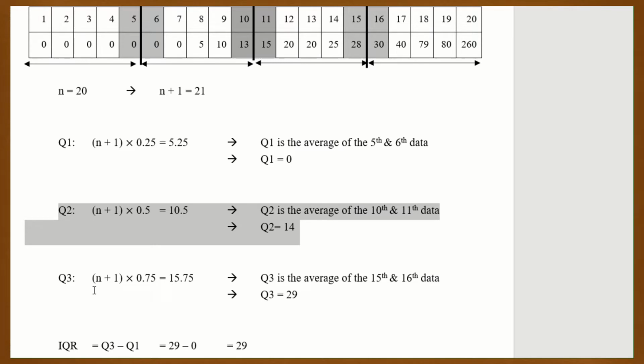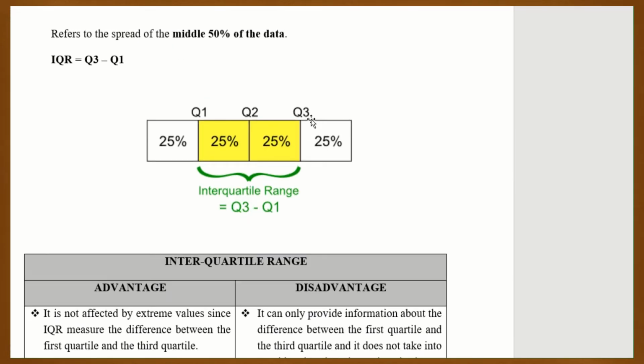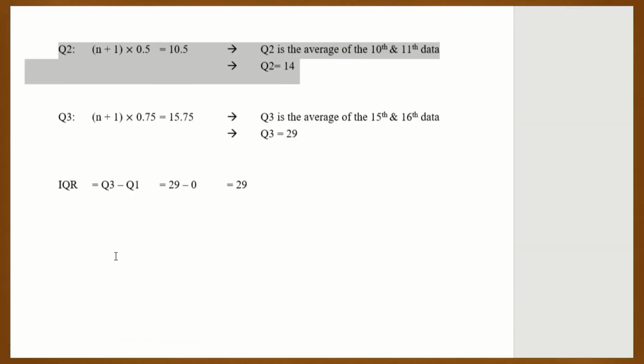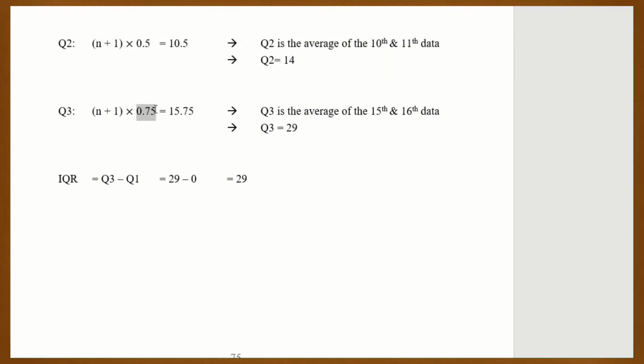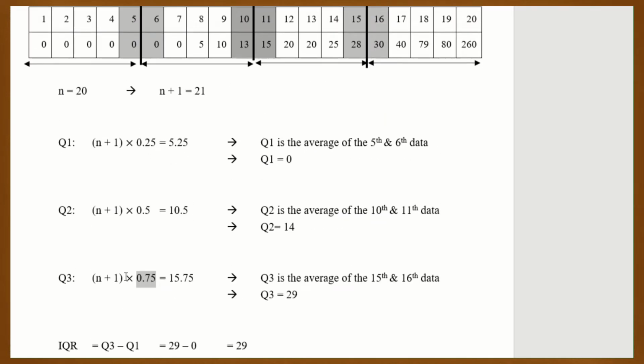Okay, the method is the same. Alright, so Q3, what's Q3? I told you just now, 75%. So same. You want to take N plus 1 times 0.75. You want to take N plus 1 times 3 over 4, up to you. So 15.75, meaning my Q3 is in the 15th and the 16th position.